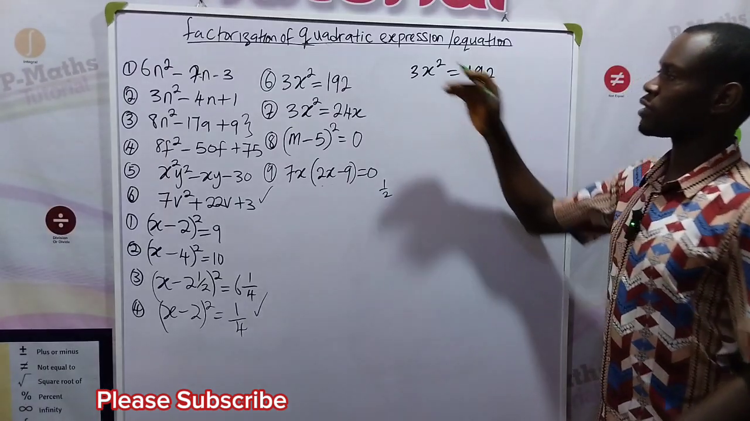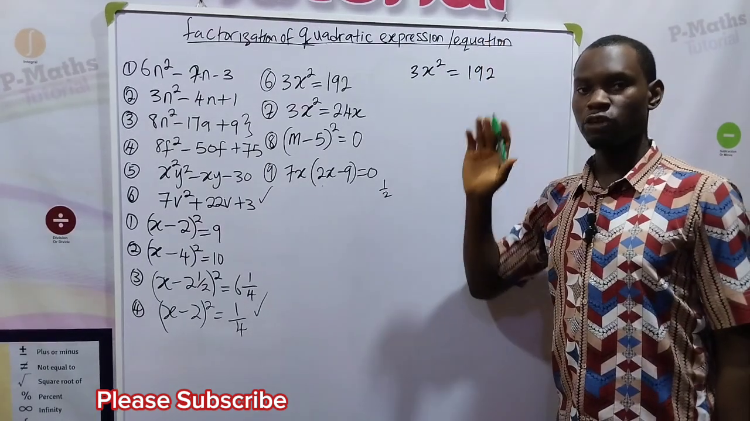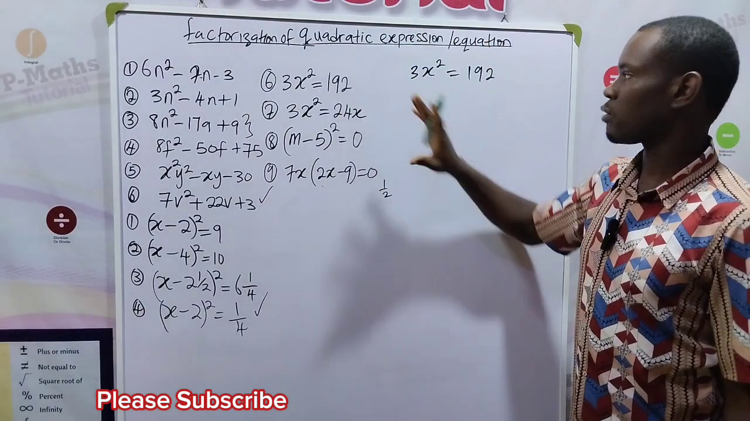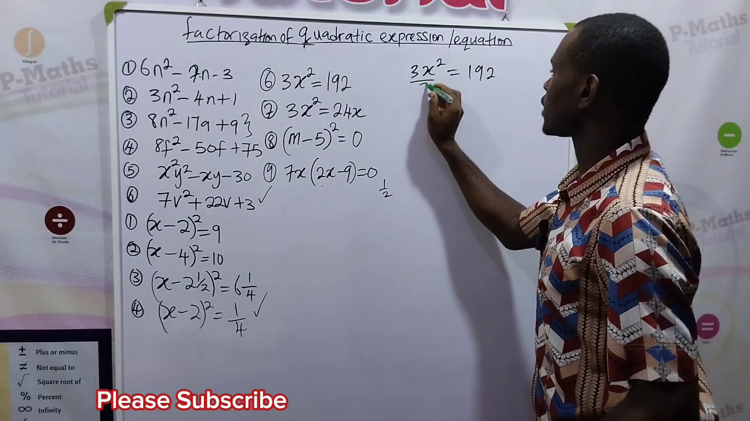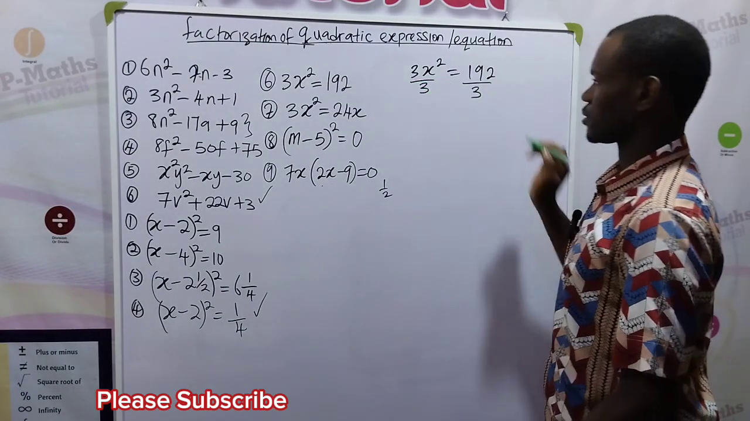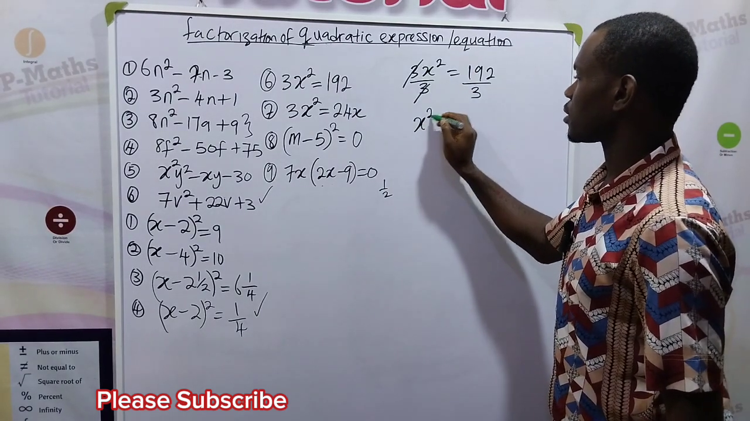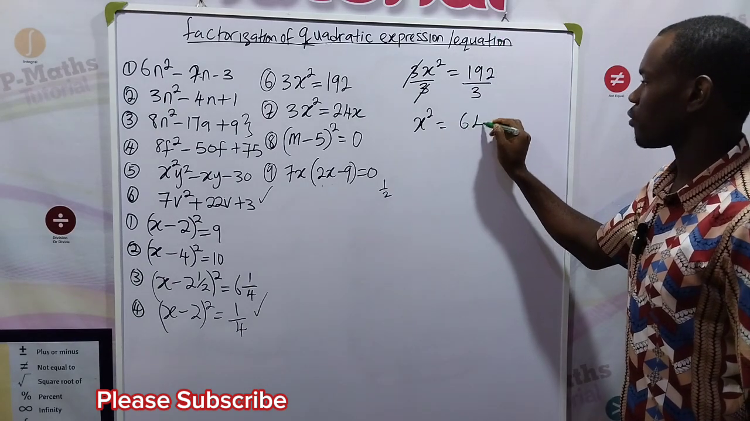All right, number 6 and number 7 are similar, but they are not very similar. They are not the same. So pay very close attention to both of them and see how I'll solve it. Now, to solve this one, I can divide both sides by the coefficient of x squared, right? 3 will divide 3, we now have x squared. Now, 3 divide 192, that will give me 64.